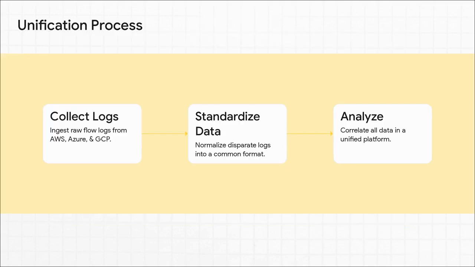So how do you do it? The whole process really breaks down into 3 clear steps. First, you collect all the raw logs from AWS, Azure, and GCP. Second, and this part is absolutely critical, you standardize that data. You normalize everything so it all speaks the same language. And finally, you analyze and visualize it all in one place, correlating data across your entire multi-cloud environment.